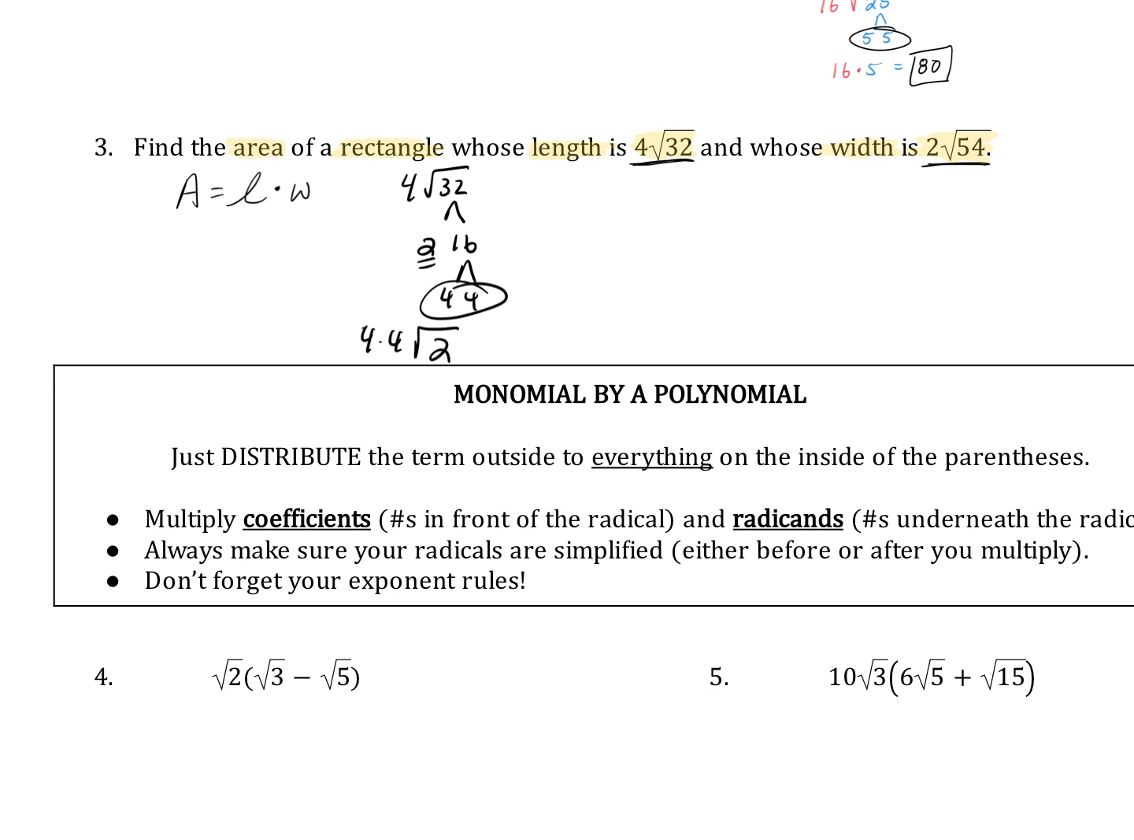So I'm going to write this off to the side here. I'm going to start a new problem here. We've got 16 root 2, okay? And then we're going to multiply it by something, because we're going to multiply it by 2 root 54.